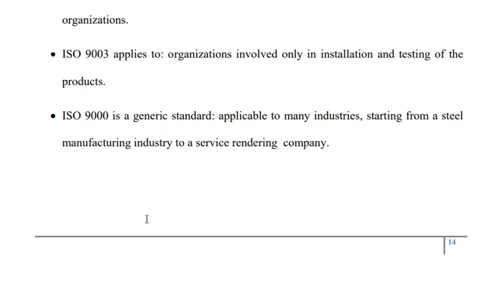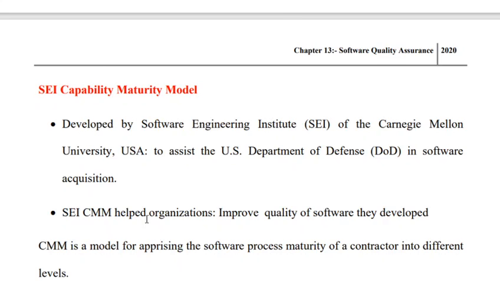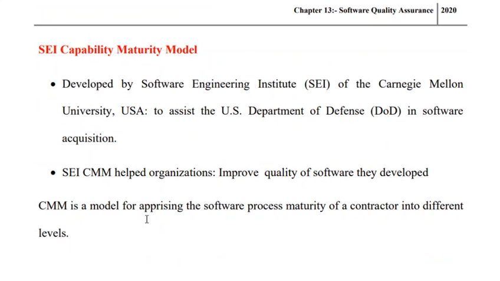So ISO 9000 family of standards is a generic set of standards that are applicable to many types of industries, starting right from the manufacturing industry to the service industry. Now let us try to understand what is SEI CMM. SEI stands for Software Engineering Institute and CMM stands for Capability Maturity Model. It was developed by the Software Engineering Institute of Carnegie Mellon University in order to assist the US Department of Defense for software acquisition.